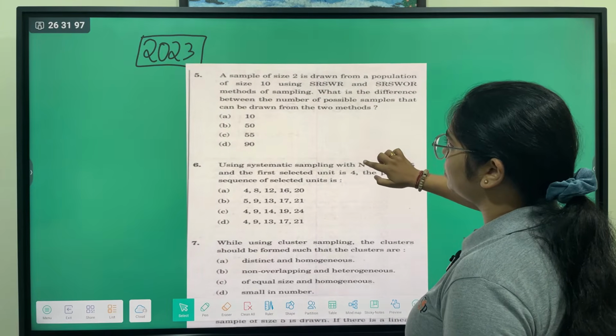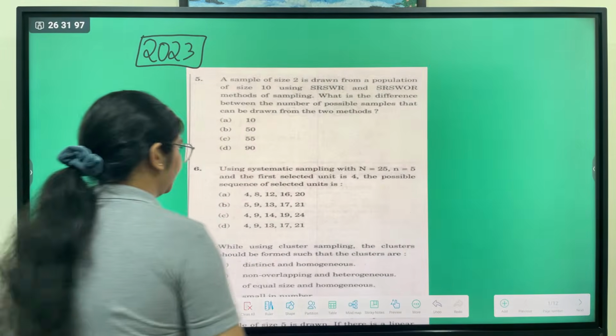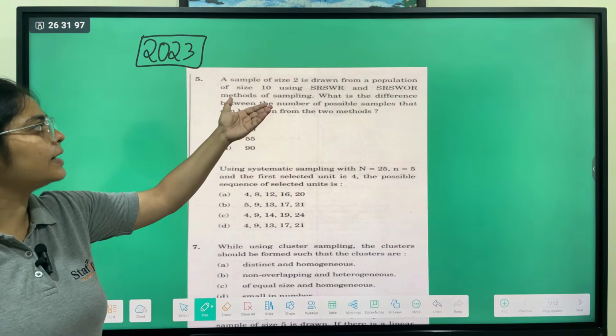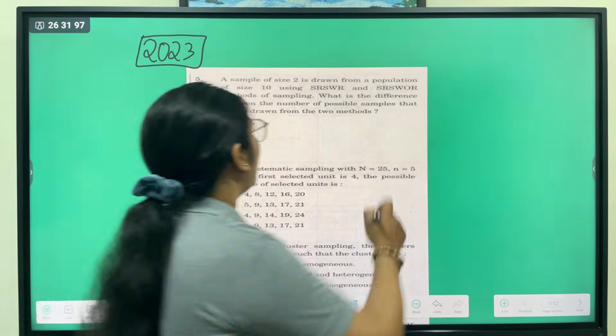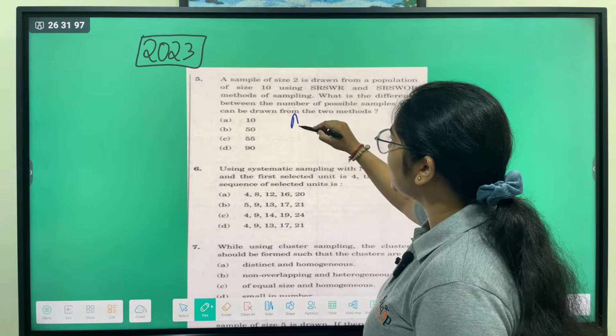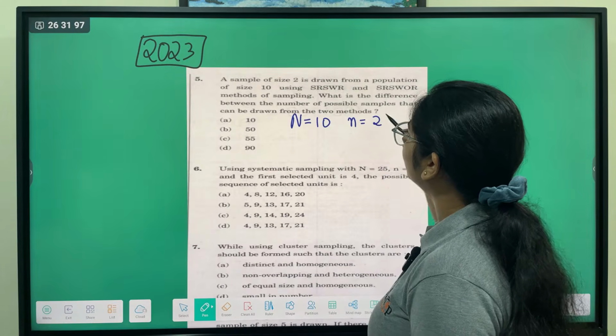I think that this point is clearly visible to you. This question paper is clearly visible to you. Now, the first question says that a sample of size 2 is drawn from the population of size 10. So, our population size capital N is 10 and sample size small n is 2.